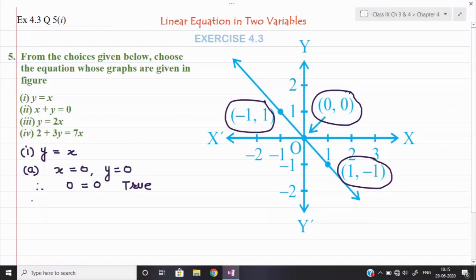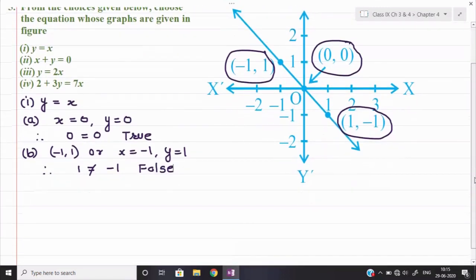Now similarly, if I take the second coordinate, -1, 1, the value of x will be equal to -1 and the value of y will be equal to +1. So if I put it in the equation, the value of y, that is 1, and the value of x, that is -1, are they equal? No, they are not equal. It is false. So we can say that the second coordinate is not satisfying the equation. Hence this equation is not passing through the given points.